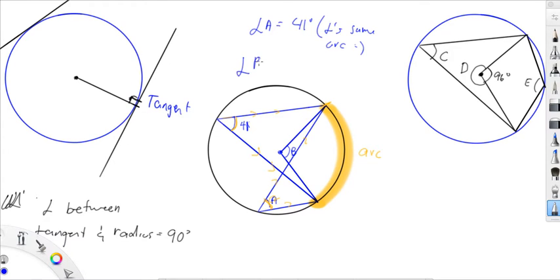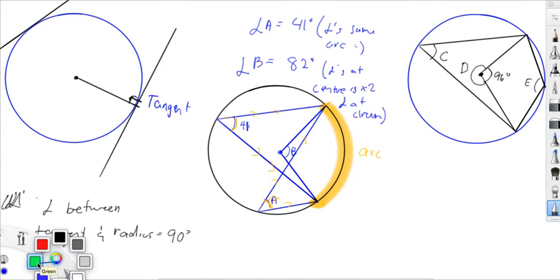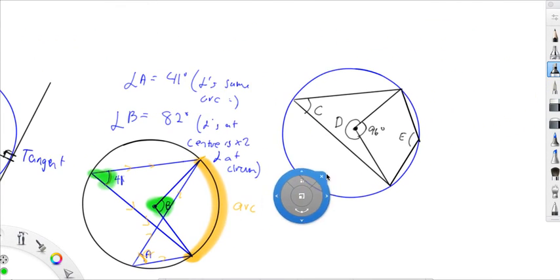Angle B is equal to 82 degrees because the angle at the center is twice, that's times 2, the angle at the circumference. So B is equal to 82 degrees. Let me highlight to you that B is in the center and this here is on the circumference. So the center is always twice the size of the angle at the circumference. Sweet. Let's try one more.